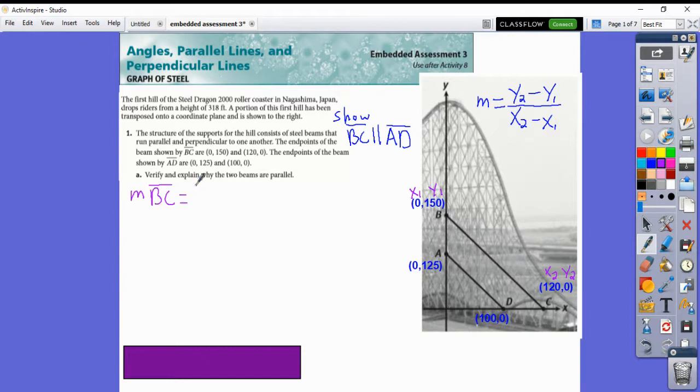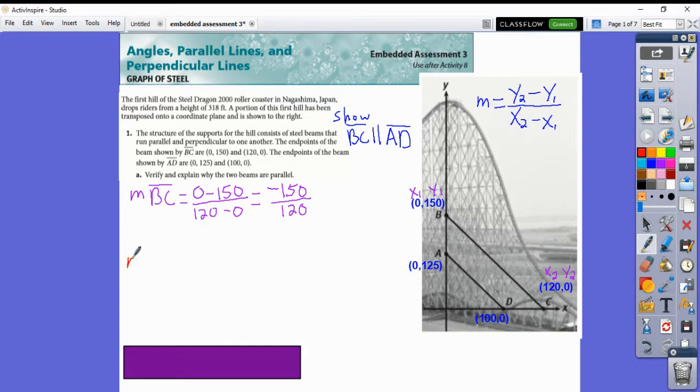So let's just plug those values in. That's going to be 0 minus 150 divided by the difference in the x values, 120 minus 0. So in the numerator, that's going to work out to be negative 150. In the denominator, that's going to work out to be 120. So let's go ahead and leave it like that just for now, and then we'll see what happens later on.